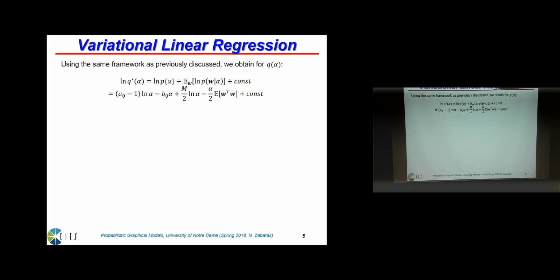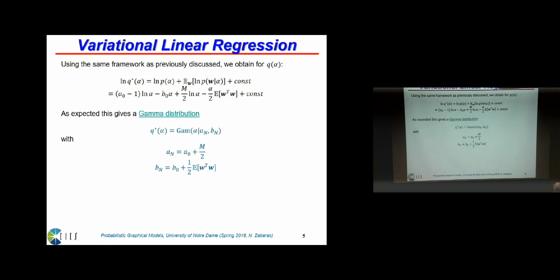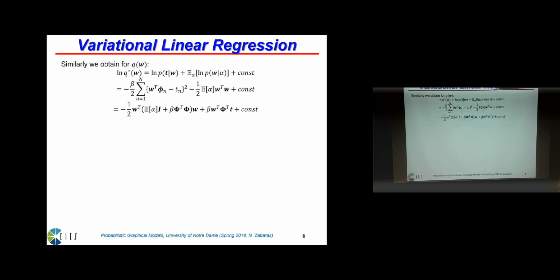What's the distribution for Q of alpha? It is obviously a gamma distribution, with updated parameters, because you can see log of alpha here. So the first coefficient is A0 plus m over 2, and B_n is equal to that. So Q of alpha is a gamma distribution, nothing fancy.